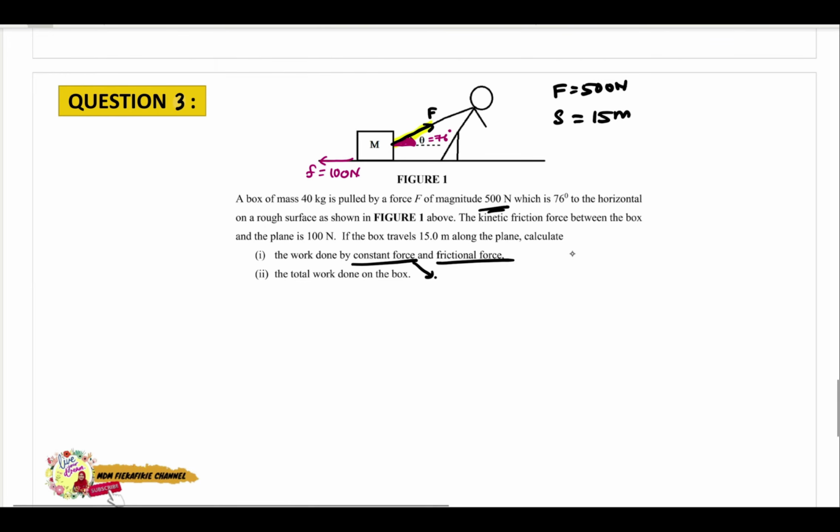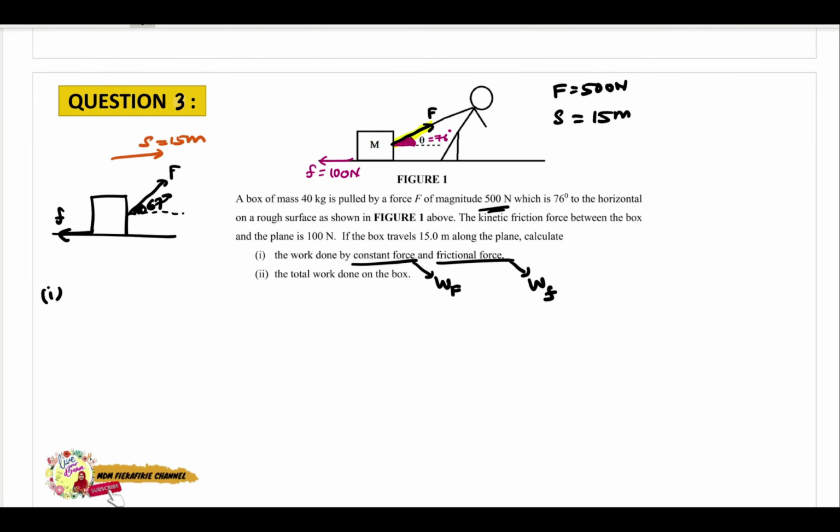So we want to calculate the work done by the external force F and the work done by the frictional force. If you want to sketch the diagram, here we have two forces, F at an angle of 67 degrees, and here we have the frictional force. The object is moving in this direction, which is to the right, and S is equal to 15 meters. So number 1, we want to calculate the work done by the external force.